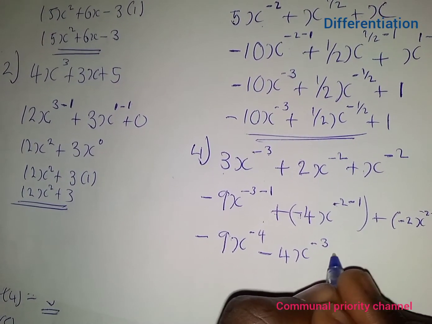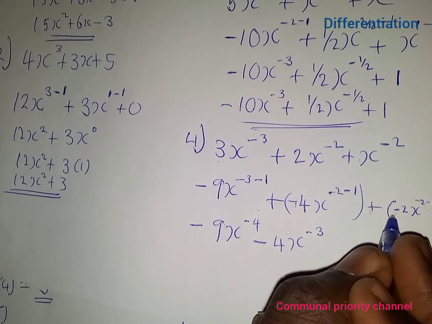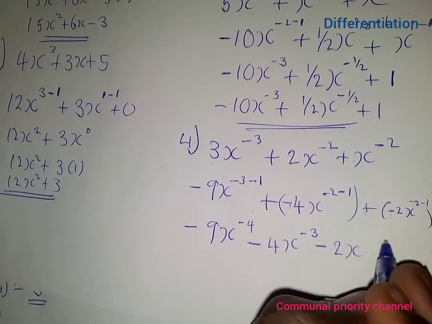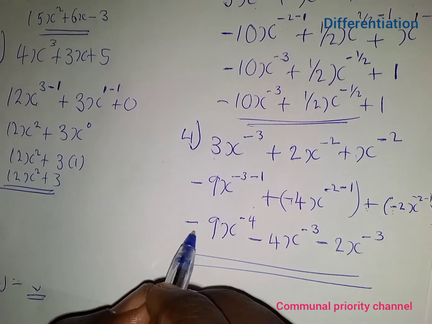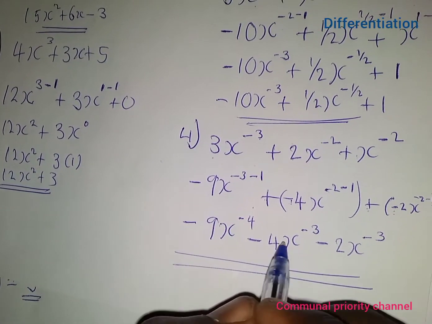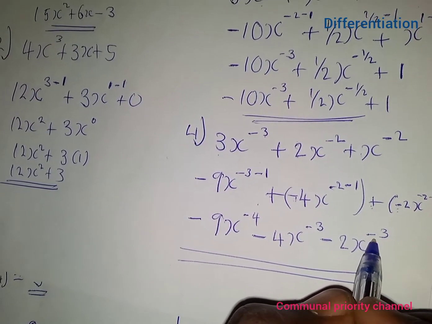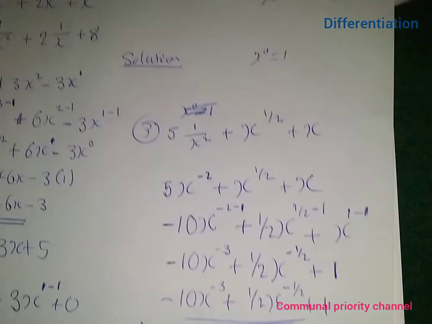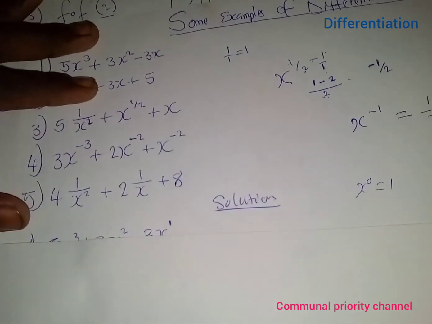Right? Then again we have plus here and we have minus inside this bracket. This will be plus times minus, which is also what? Minus 2x to the power of minus 2 minus 1 is equal to minus 3. That's our final answer. So you see we have minus 9x to the power of minus 4 minus 4x to the power of minus 3 minus 2x to the power of minus 3 as our final answer. So now we are moving to the next question, which is the last question, which is question number 5.